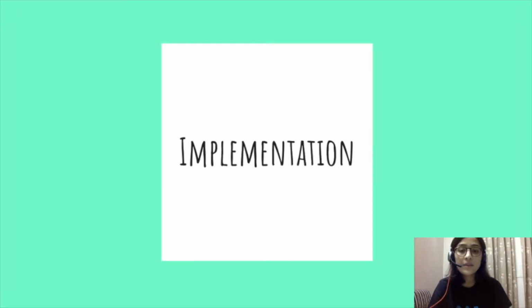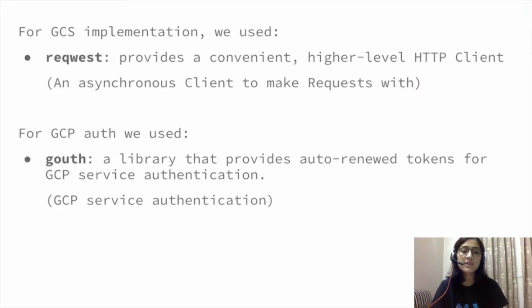Okay, let's come to the implementation of the GCS connector. For the implementation of the GCS sink, what all do we need? We require a client that can make requests, right? So for that, we use the request crate that provides a convenient high-level HTTP client and a few more things like the JSON method helper, storing and sending session cookies, etc. Apart from that, since we are using a service account, we need a mechanism for the authentication of our client to be able to perform the task.